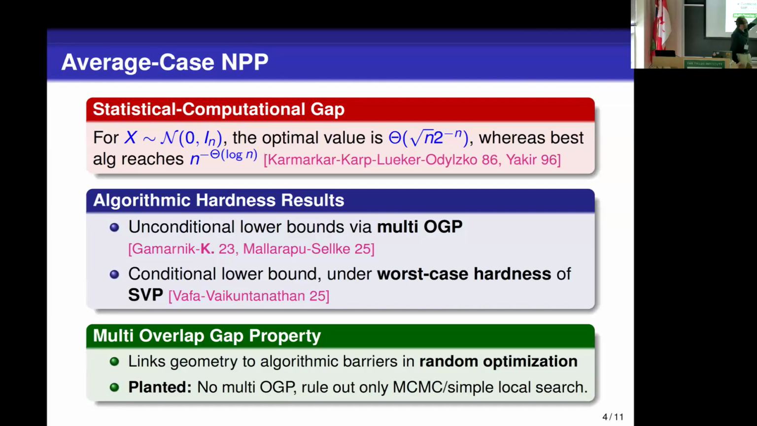This talk will also get into this multi-OGP that I sort of hinted at in the previous talk a little bit. This is a tool to link intricate landscape geometry to rigorous algorithmic hardness. It has been quite successful in a host of random optimization problems that are unplanted. But for the planted models that are quite interesting in statistics, the existing technology only rules out either MCMC or simple local search. And more importantly, we don't have this multi-OGP machinery, which has been really the tool to saturate computational thresholds.